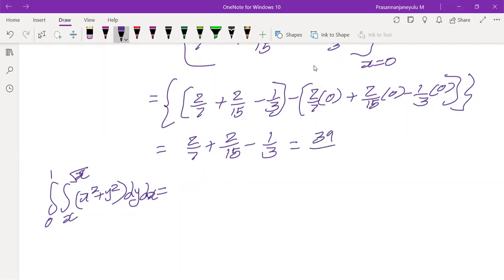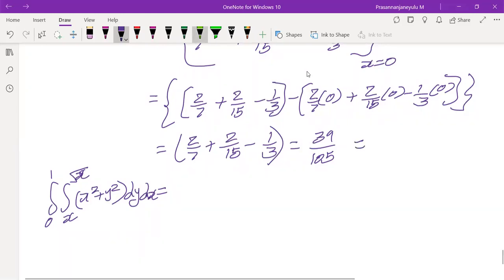39 by 105 is the value. If you add the digits of the numerator, 3 plus 9 is 12, and 12 is divisible by 3. In the denominator, 1 plus 0 plus 5 is 6, and 6 is also divisible by 3. That means the fraction is divisible by 3.